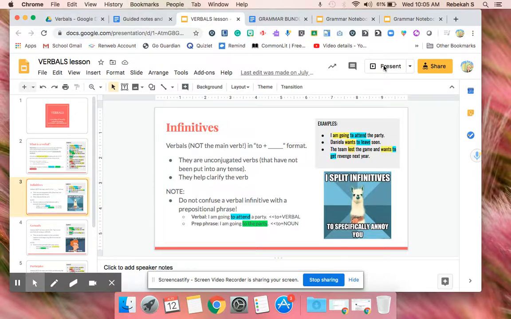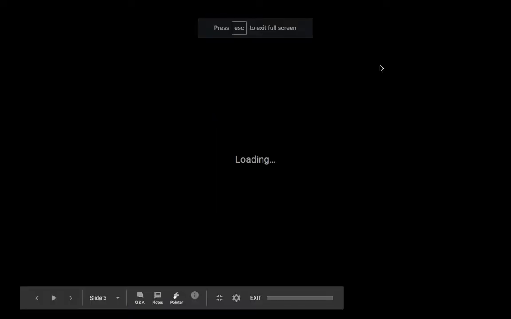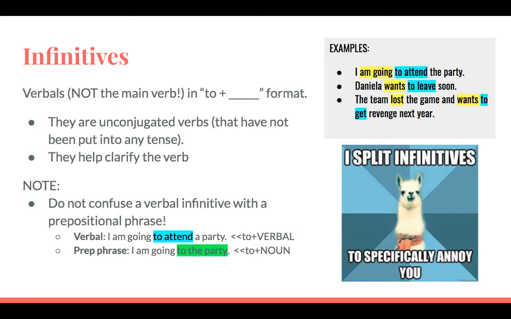This is part 2 to our lesson on verbals. If you remember from before, a verbal is any word that looks like a verb, but it does not act like a verb. Just to remind you, we went over 2 of the 3 types of verbals that we're going to be discussing. We went over infinitives and we went over gerunds. Today, we will go over participles.